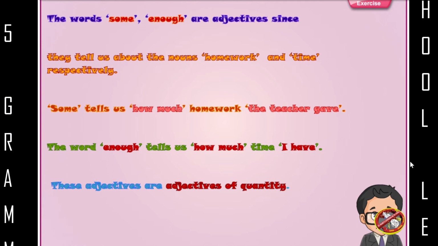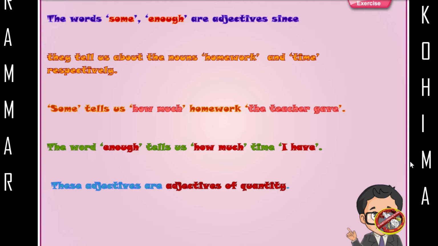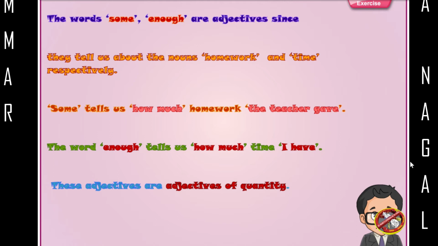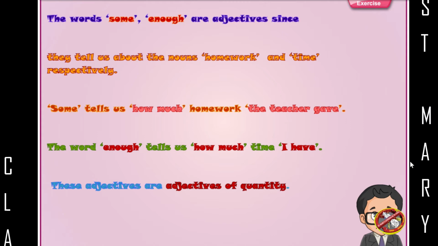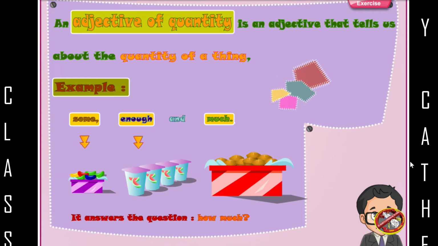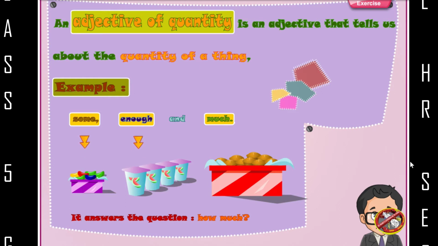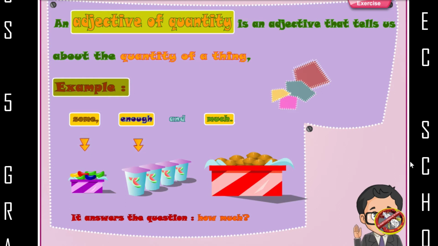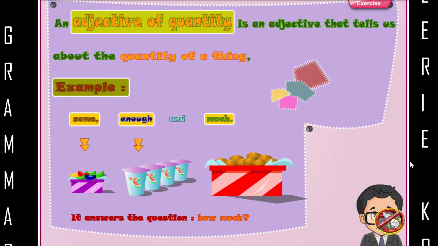Some tells us how much homework the teacher gave. The word enough tells us how much time I have. These adjectives are adjectives of quantity. An adjective of quantity is an adjective that tells us about the quantity of a thing. Examples, some, enough, and much. It answers the question, how much?